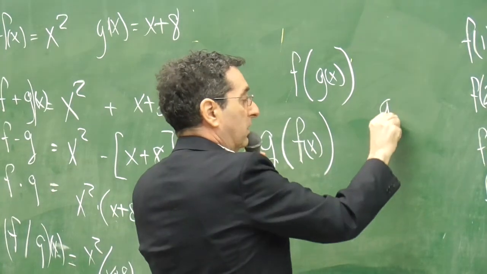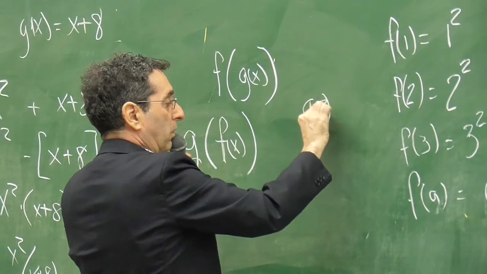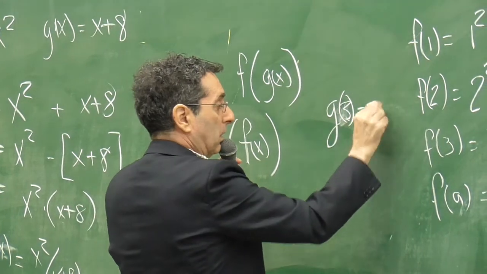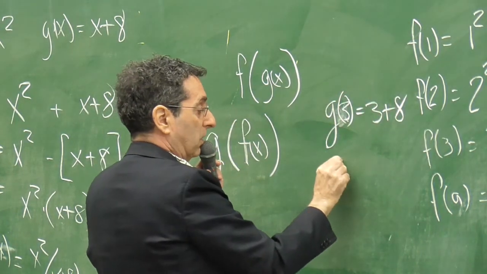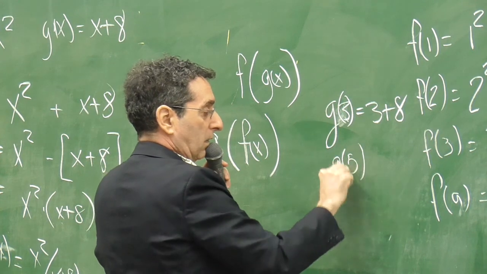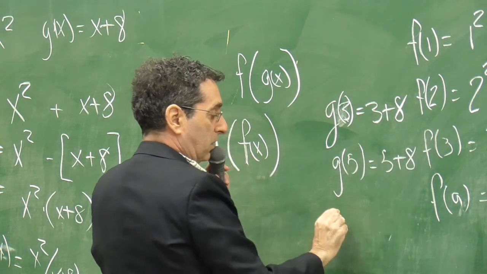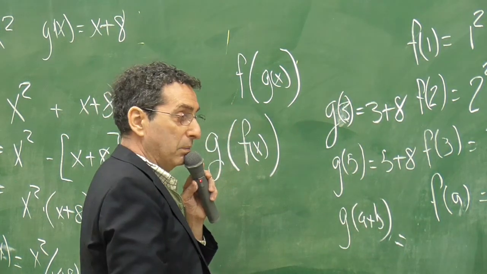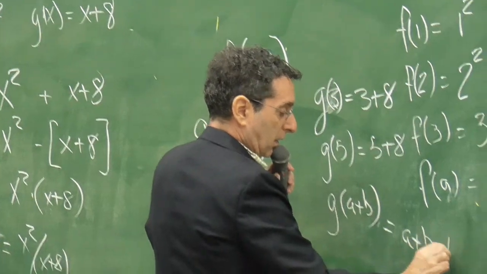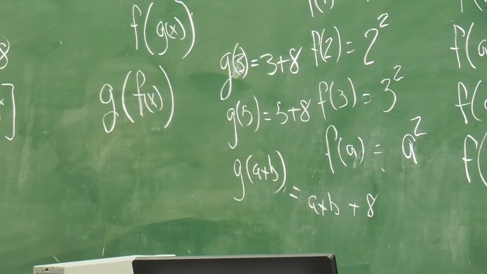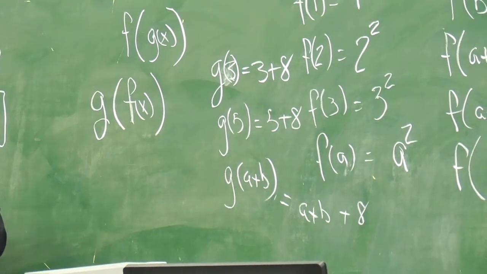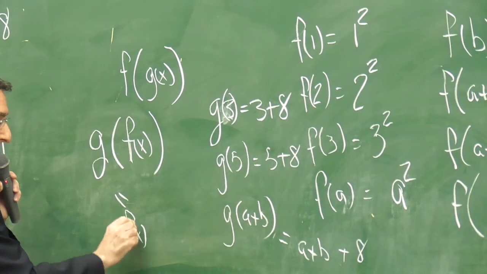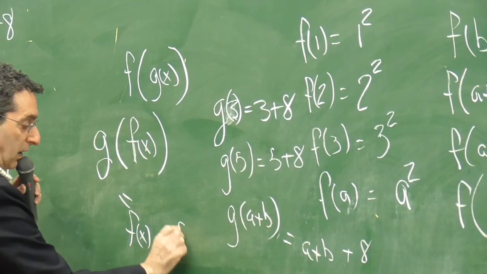But before we do that, if I just ask you, what's g of 3? So it's 3 plus 8, right? If I ask you, what's g of 5? 5 plus 8. I ask you, what's g of a plus b? A plus b plus 8. Right? So if I ask you what's g of f, you don't think at all. You just say what? f of x plus 8.